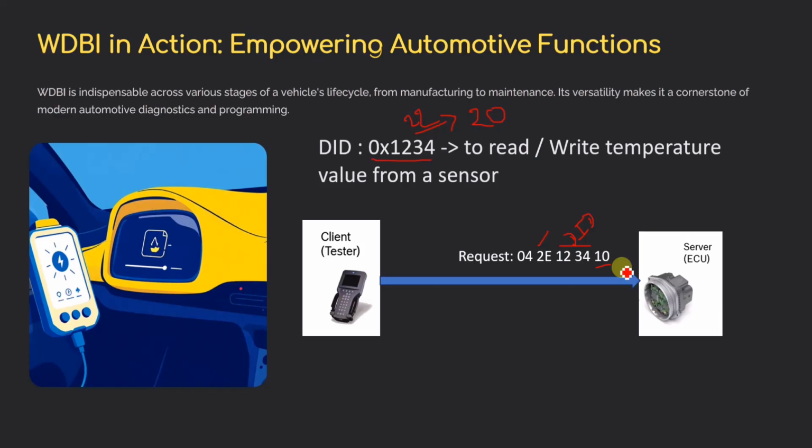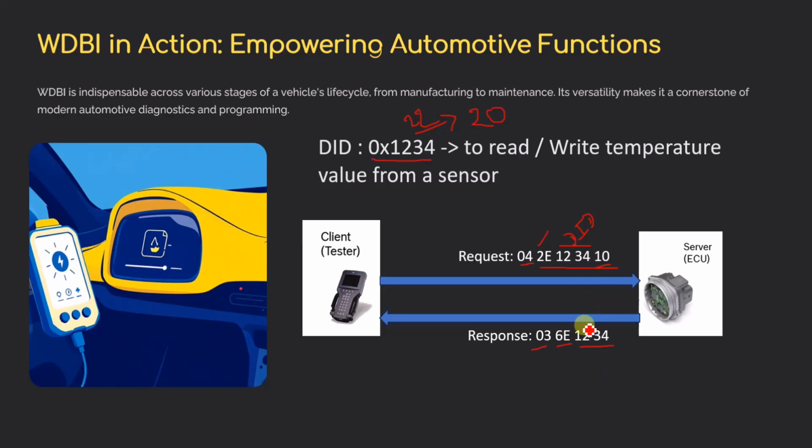Once the request is sent, the ECU processes it and sends back the response to the client, saying, hey, take the positive response. 6E is nothing but the positive response: 2E plus 40 followed by 1, 2, 3, 4 DID number. So this means we are sending the positive response. 4 here is the PCI length because I am sending 4 bytes, and 3 is the PCI length because here I am receiving 3 bytes of information.